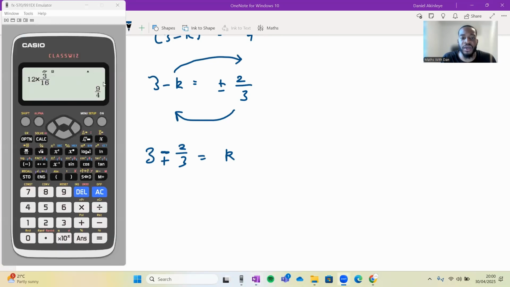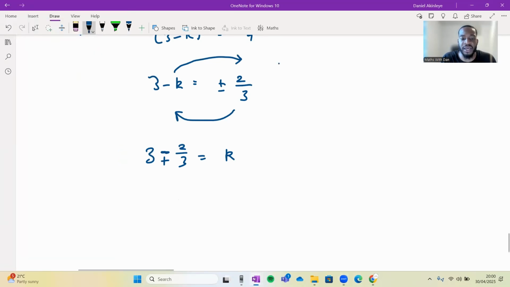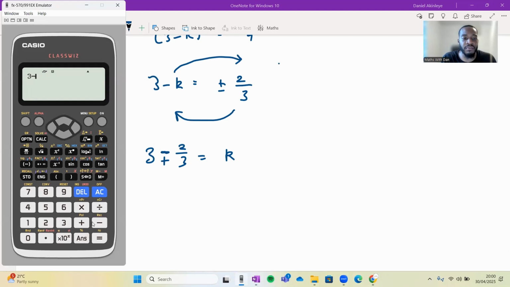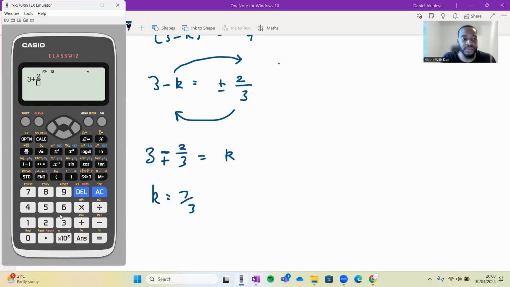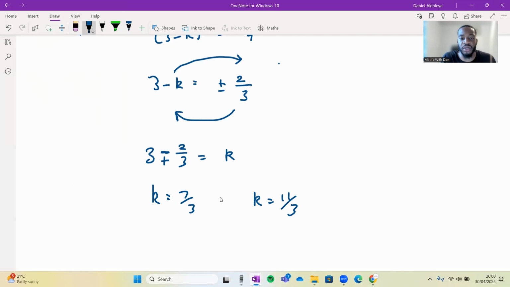Yeah. So now we're going to figure out what k is by just plugging it in. The first one is going to be 3 minus 2 thirds, which is 7 thirds. So k is going to equal 7 thirds. And the next one is going to be 3 plus 2 thirds, which is going to be 11 thirds. So these are going to be your two answers.